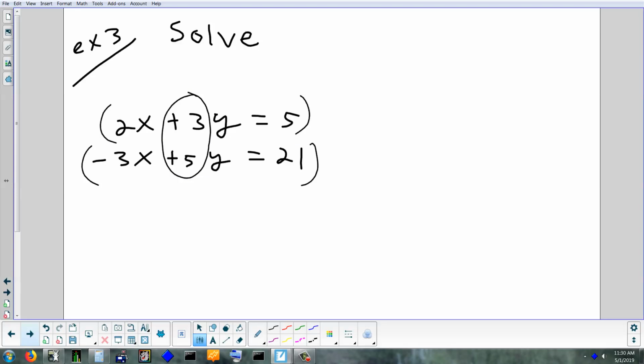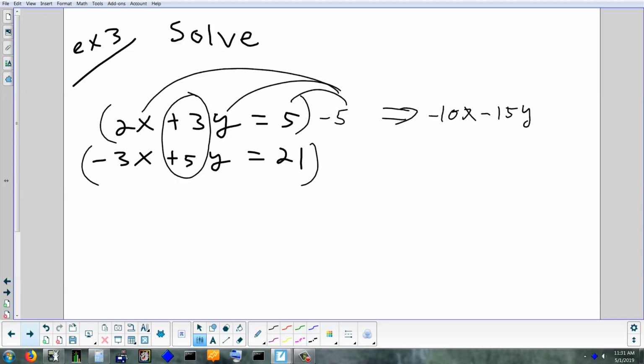And you've got 2 choices here. Negative 5, okay? So we're going to multiply that by negative 5. That's going to give me negative 10x, then minus 15y, and then negative 5 times 5, negative 25.